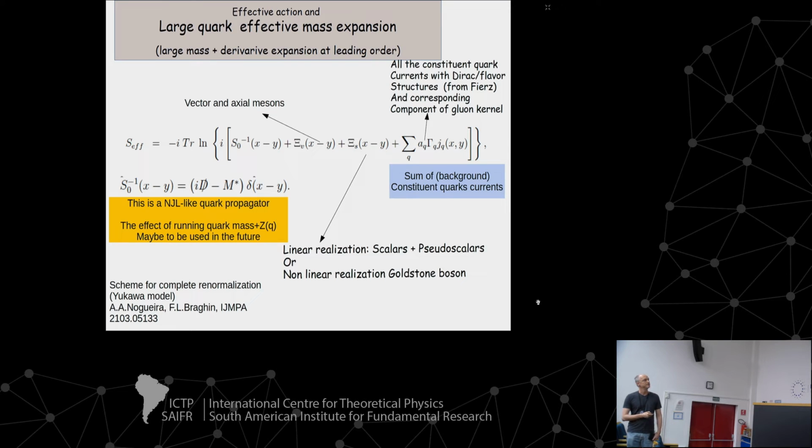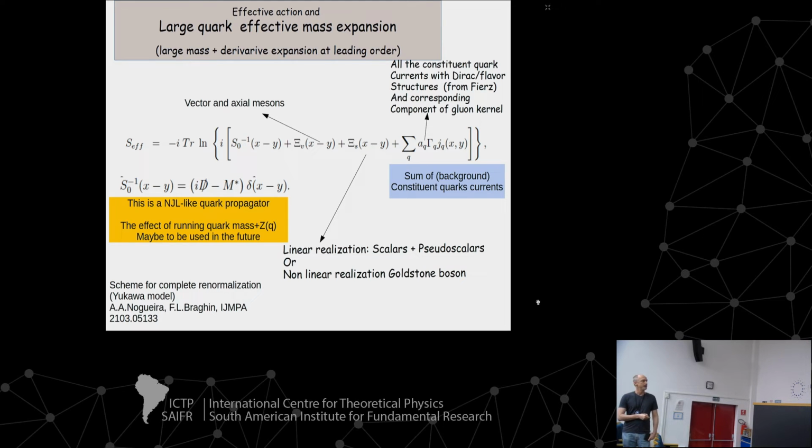This is the quark determinant with the vector meson sectors. Here I included three of them: the vector and axial mesons, the pion or pseudo-scalar, and the scalar sector, and the quark currents that are already addressed by the gluon cloud.